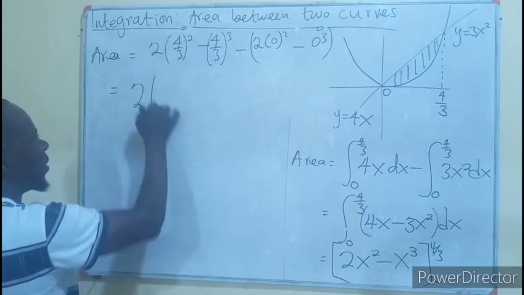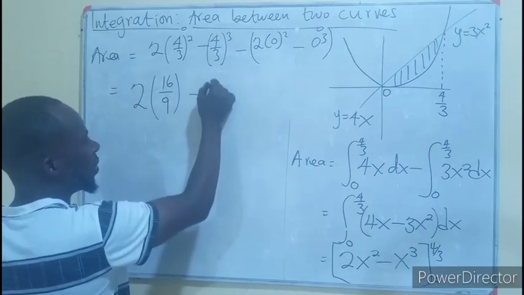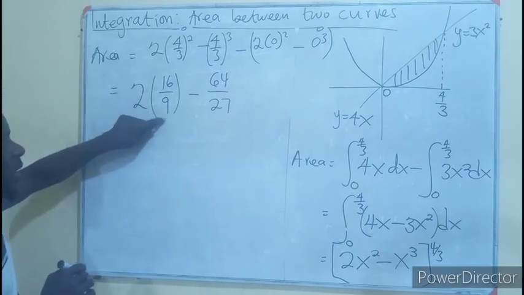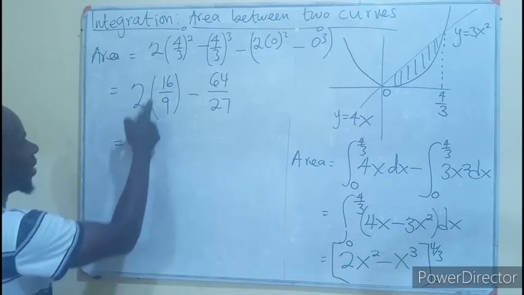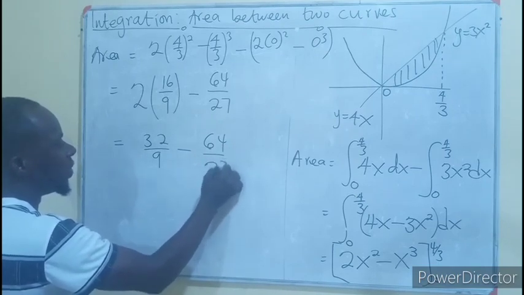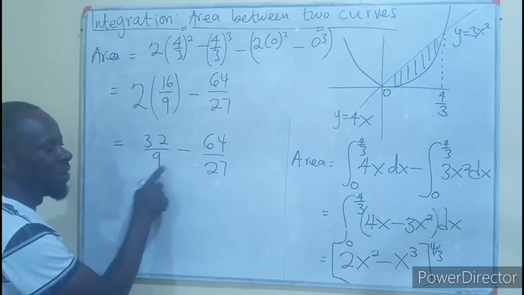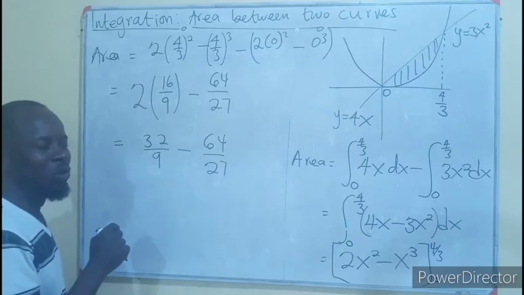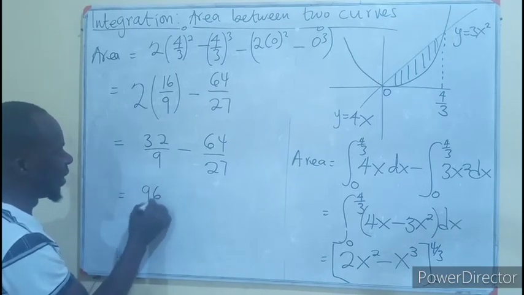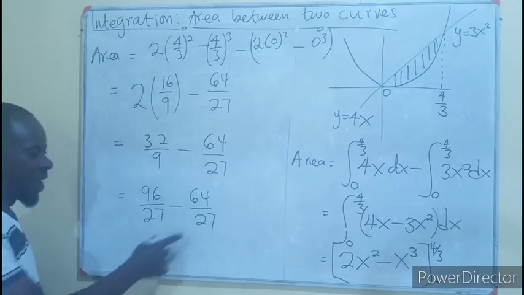So now let's maintain the 2. This is going to be 16 over 9 minus this will give us 64, and this will be 27. This cannot multiply this, but it can multiply the top. So that gives us 32 out of 9 minus 64 out of 27. So for us to have the same denominators, we look for a factor of 9. A factor that we can multiply 9 by to get this, and that will be 3. So 3 will multiply the top. 3 times this will be 96 out of 27, 64 out of 27. They have the same denominator.